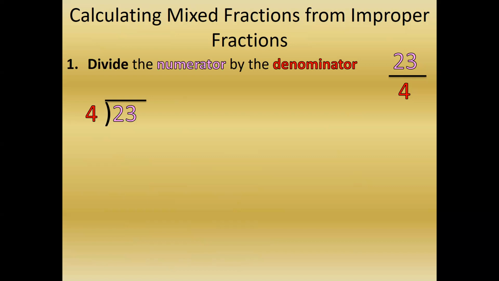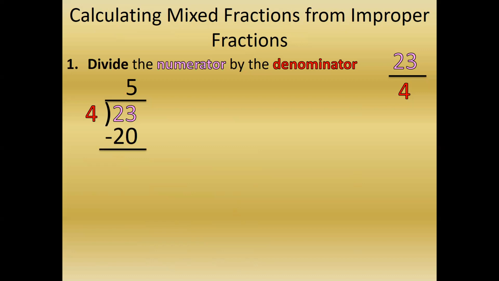We have 4 times 1, which is 4. 4 times 2, which is 8. 4 times 3, which is 12. 4 times 4, which is 16. 4 times 5, which is 20. And 4 times 6, which is 24. Oh, stop for a second. 24 is too big, so that means we have to go back to 4 times 5, which is equal to 20. So we put a 5 above the 3, and we put 20 underneath 23, and we subtract them.